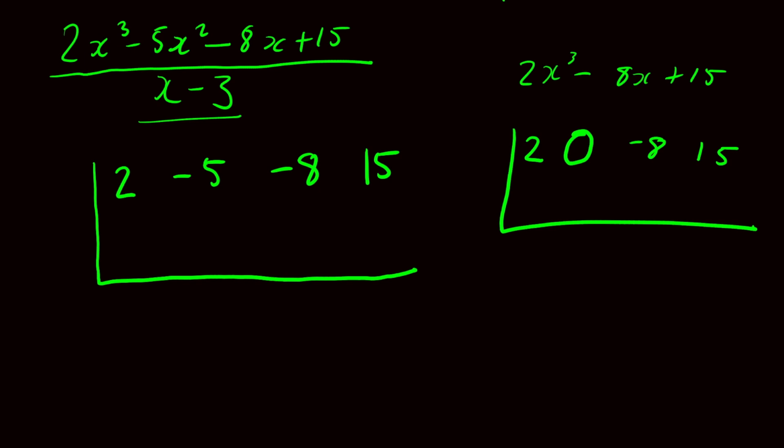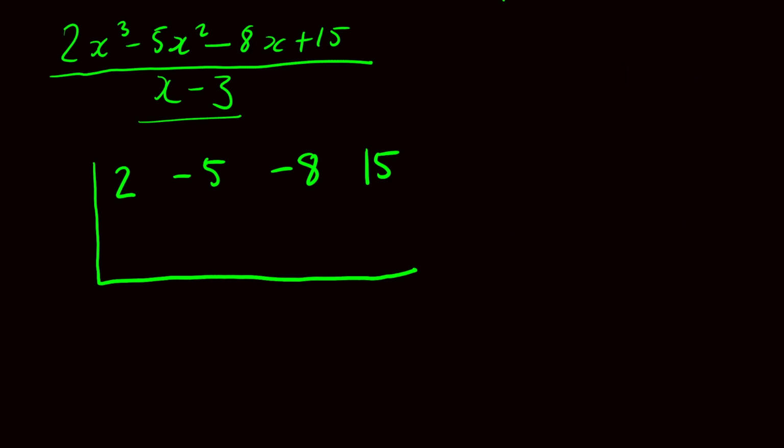It's very important that you put the 0 here. You can't just not put it out and write 2, negative 8, 15. No, you have to put the 0 there no matter what. So if you're missing a term, like right here we're missing x squared, you have to put 0 as a coefficient, okay? Never ever just skip it, okay? That's important too. All right, but we don't have to worry about that for this problem.